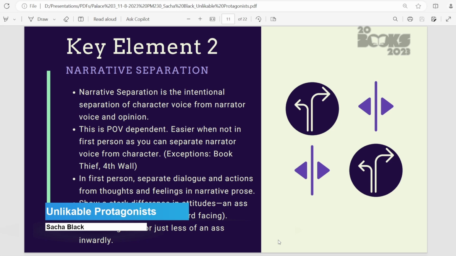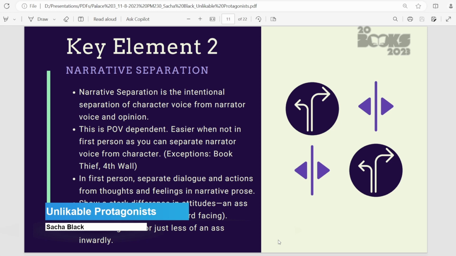So exceptions are The Book Thief, which writes in omniscient first person. Fantastic book, really worth going to read. The Book Thief also breaks the fourth wall.